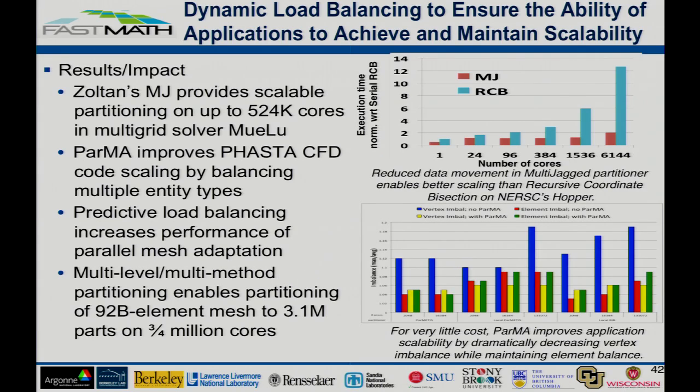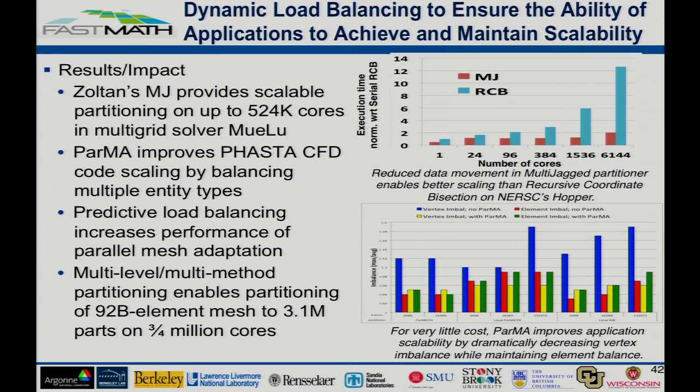So looking at all these tools that we have, the FASTMath partitioning tools are able to ensure the ability of applications to achieve and maintain scalability. A couple examples of this are we have the Zoltan multi-jagged partitioner with the multi-grid solver MOAB. Apologize if I'm butchering the name. To have a scalable partitioning tool to over 500,000 cores.